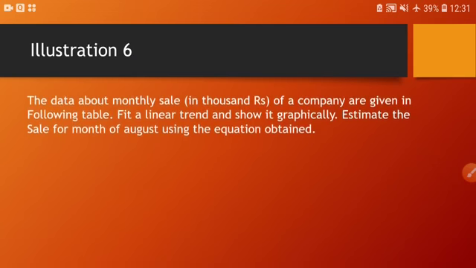So now we are finding illustration number 6. Let's solve it. The data about monthly sale in 1000 rupees of a company are given in the following table. Fit a linear trend and show it graphically. Estimate the sale for the month of August using the equation obtained.